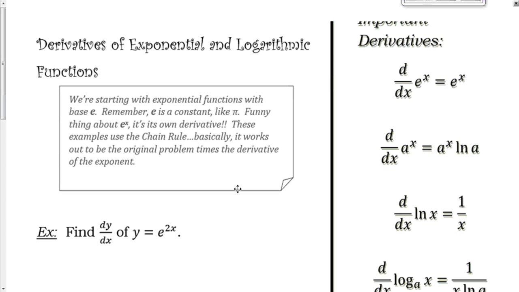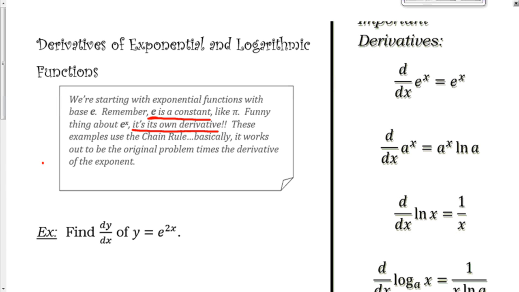Today's lesson is on the derivatives of exponential and logarithmic functions. Before we even start talking about that, we need to talk about e. Most of our logarithms deal with log base e, and e is a constant. It's 2.7 something, so it is like pi, which is 3.14. But what's nice about e is its own derivative.